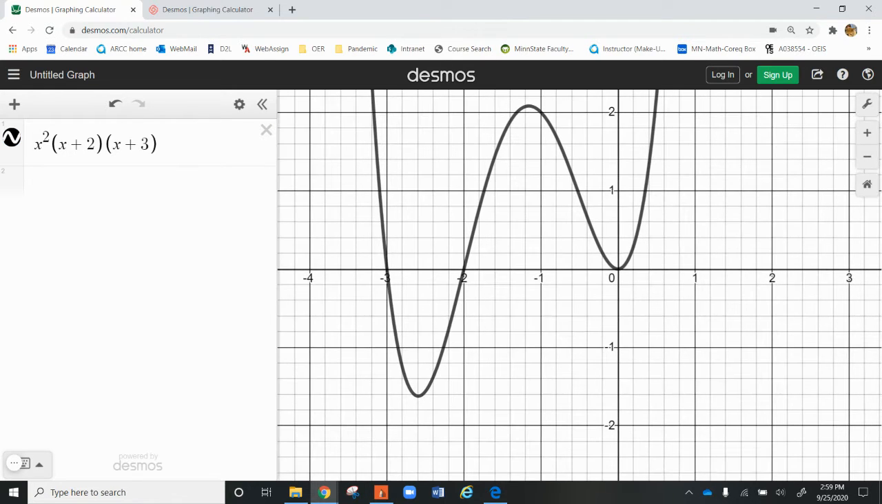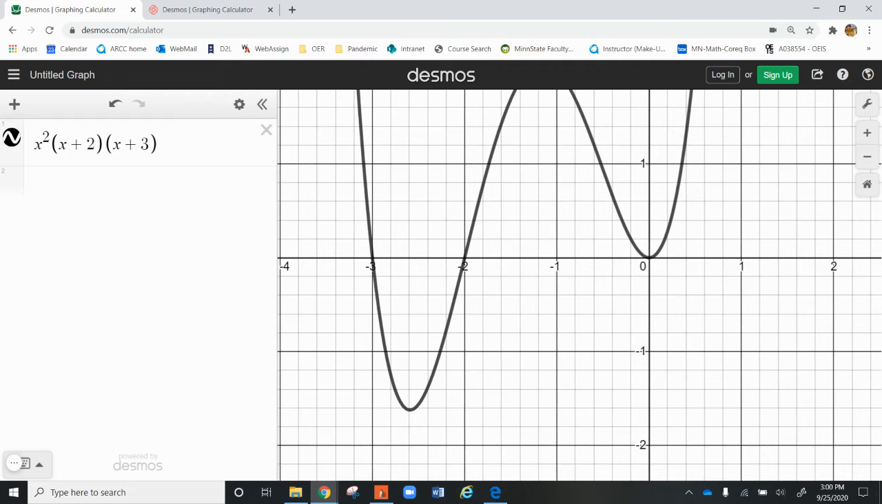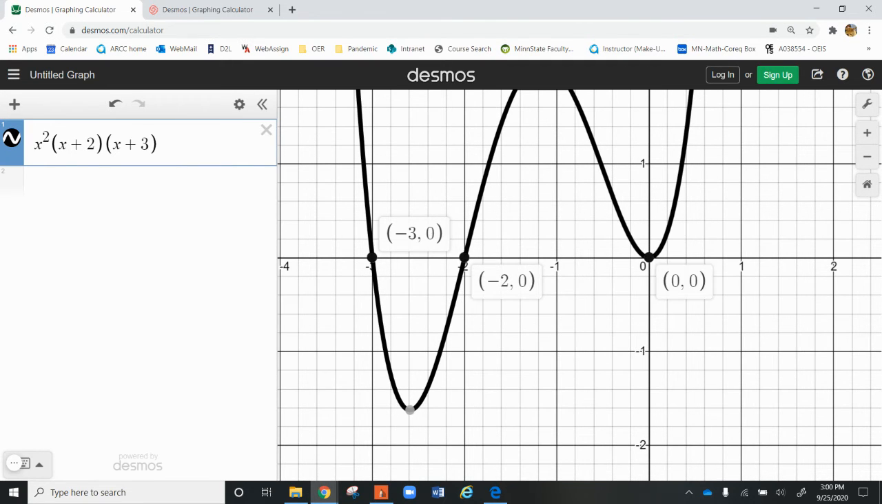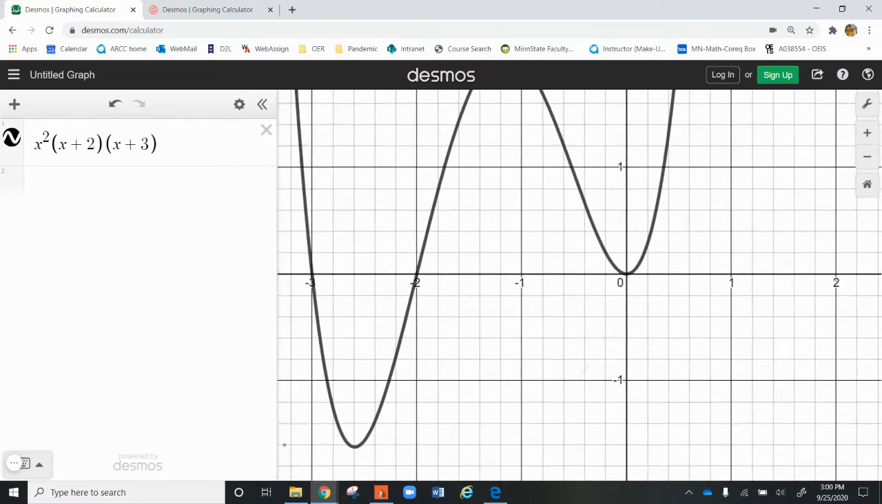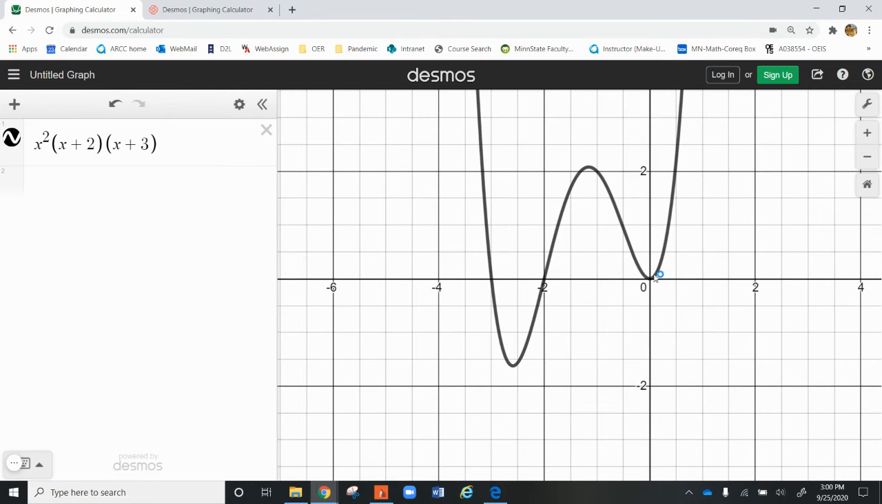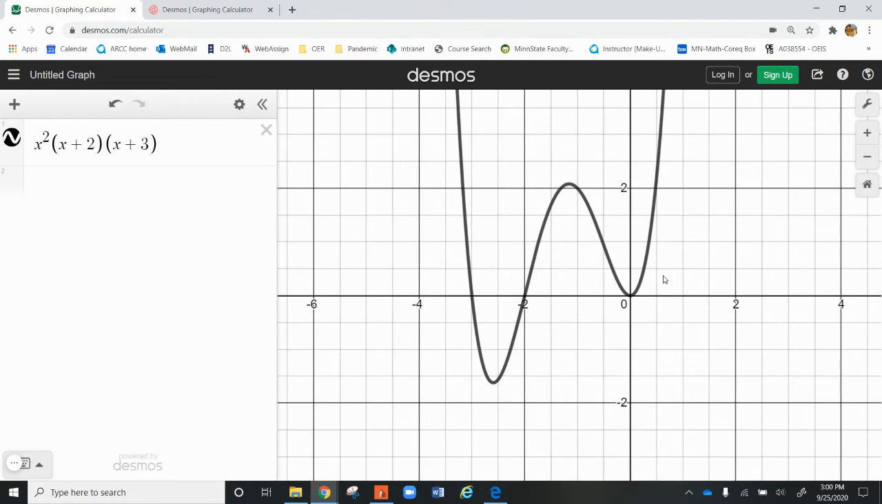But the way in which it does that is a little bit different. In both of these cases, the graph just passes straight through. But in this case right here, the graph does not pass through. It touches the x-axis and then turns around. So it turns out the reason for that different behavior right over there is because this x is squared.